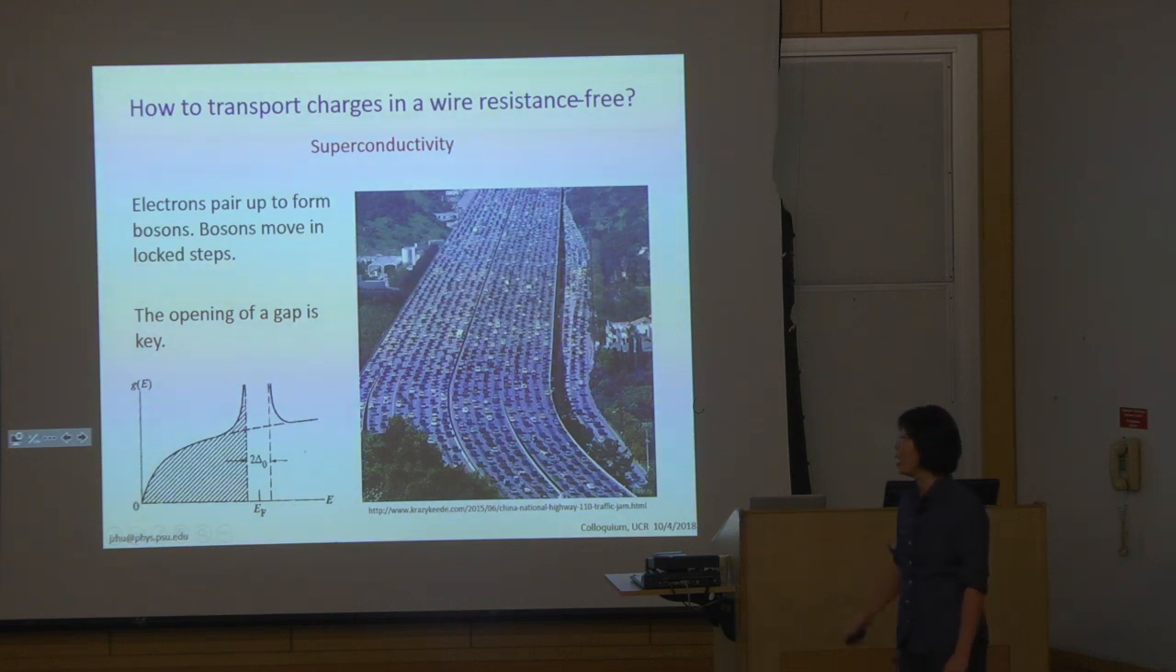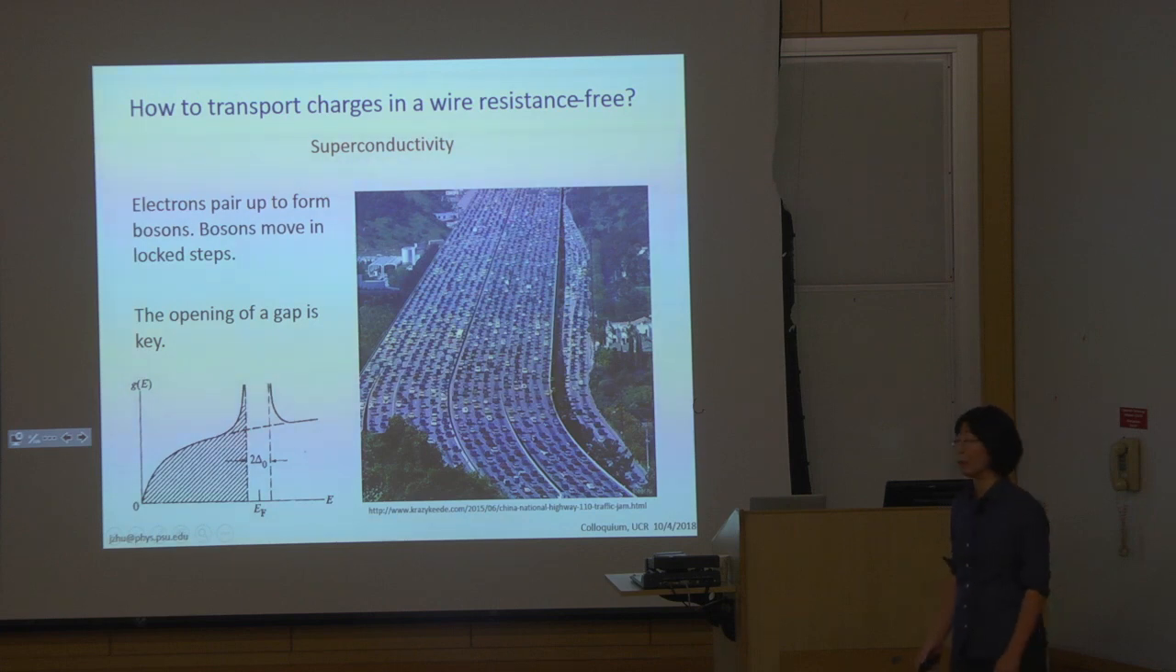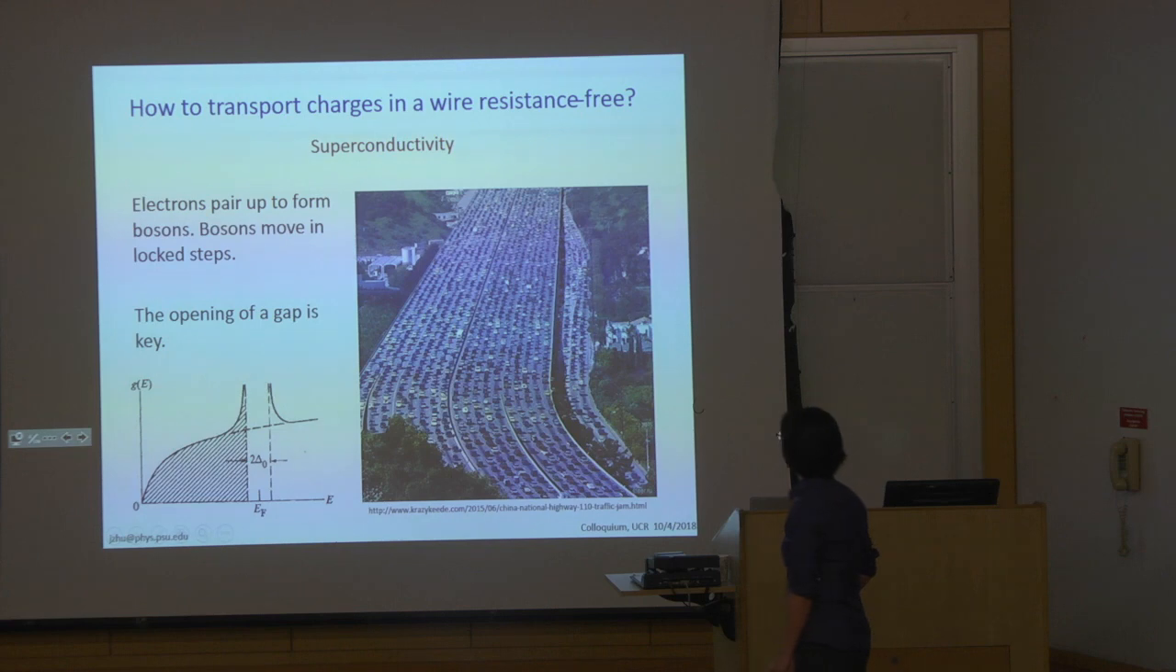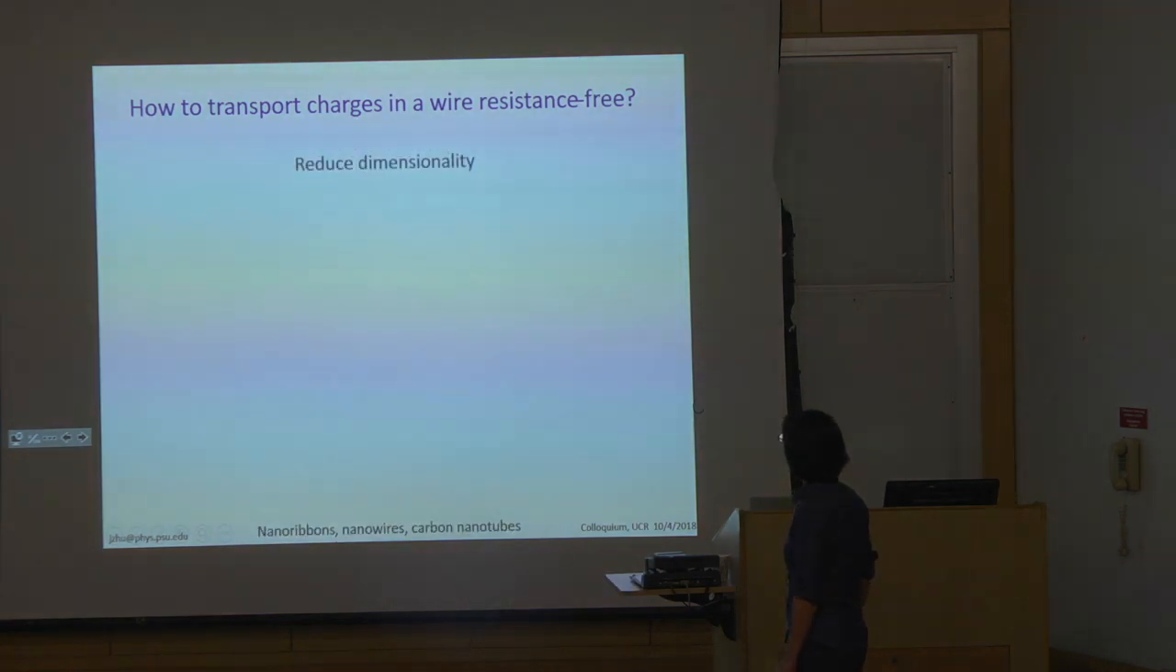This phase coherence is important, but also there are no states near the Fermi level where the paired up electrons can scatter into. So the chance of scattering out of this cohort is exponentially small as you increase the size of the gap. So opening the gap is really important for that. So that's how superconductivity does it.